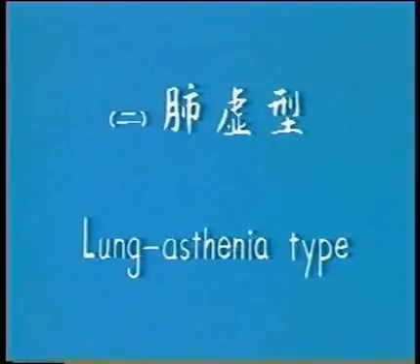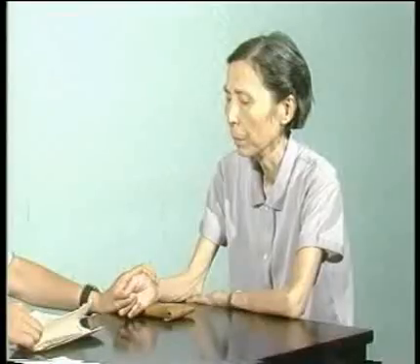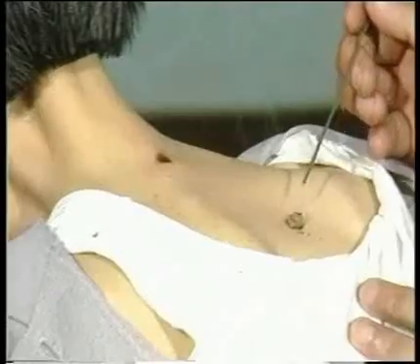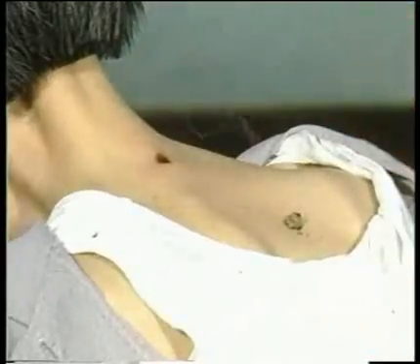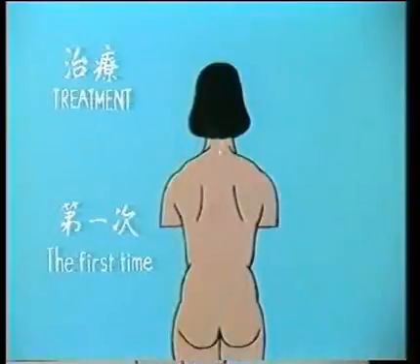Lung asthenia type. This type reoccurs every winter. The pulse is soft and weak, and the tongue is pale and has a greasy coating. We should treat the disease early in summer instead of winter to completely cure the illness with non-scarring moxibustion using small moxa cones. Treatment: Group 1.